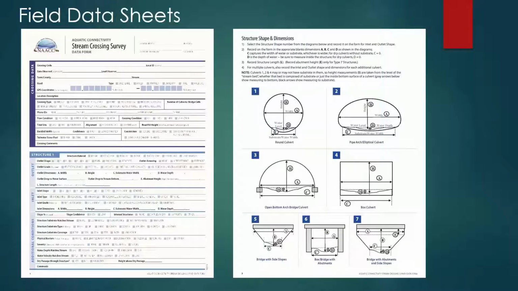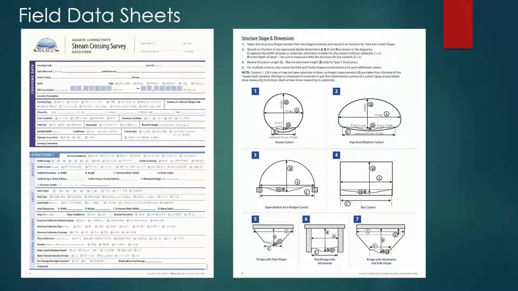Additional conditions that we check for at each site when surveying are the substrate through the structure, any internal structures, physical barriers, and the water depth and speed compared to the stream channel itself. Just to give you an idea again of what we're doing in the field for each individual survey.